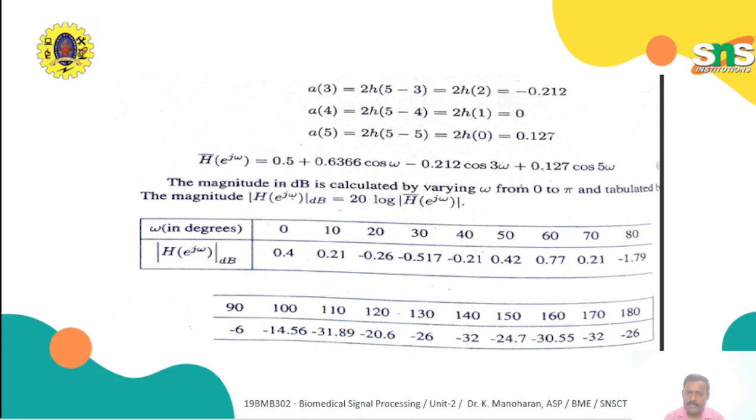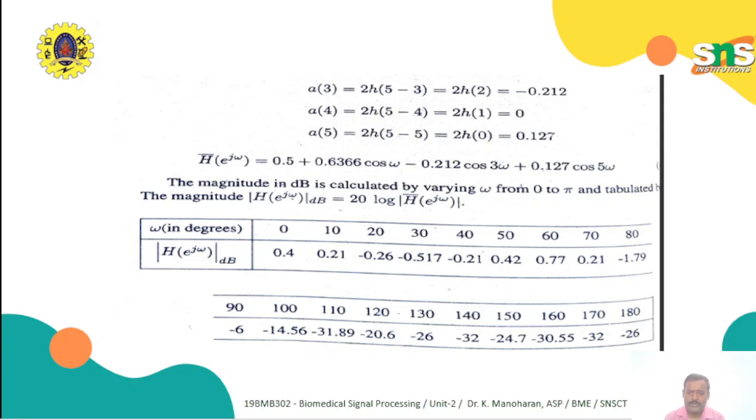So 0.5 plus 0.6366 into 1 minus 0.212 into 1 plus 0.127 into 1. So we need to sum this value. So this is H bar of e power j omega. Now we need to take a modulus of this value and take a logarithm. After taking the logarithm, it should be multiplied with 20. That value is plotted here. This is 0.4 because this is H of e power j omega in terms of dB.